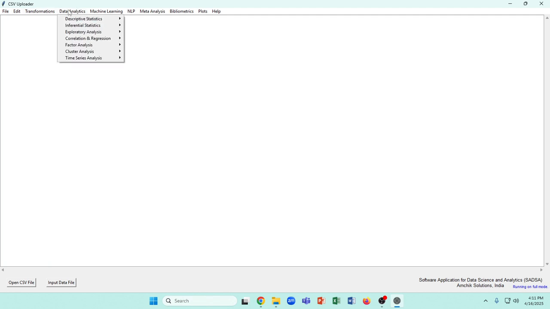So these are the menus. I'm not going to talk about it. If you go to data analysis, there is exploratory analysis, and in factor analysis you get exploratory factor analysis.